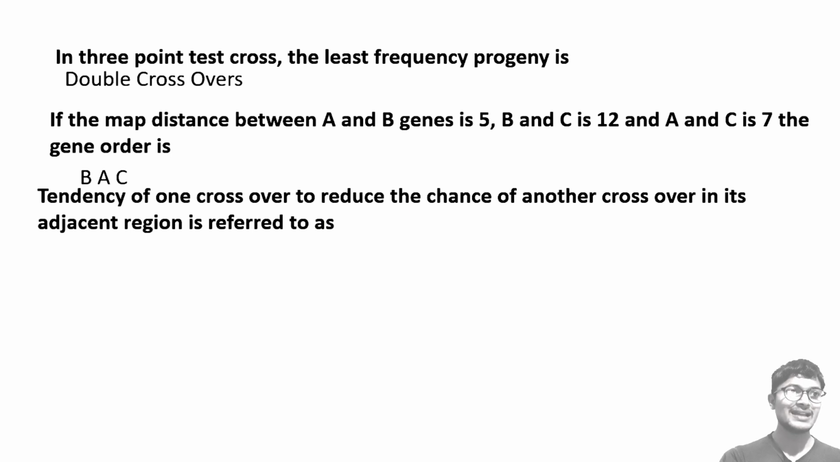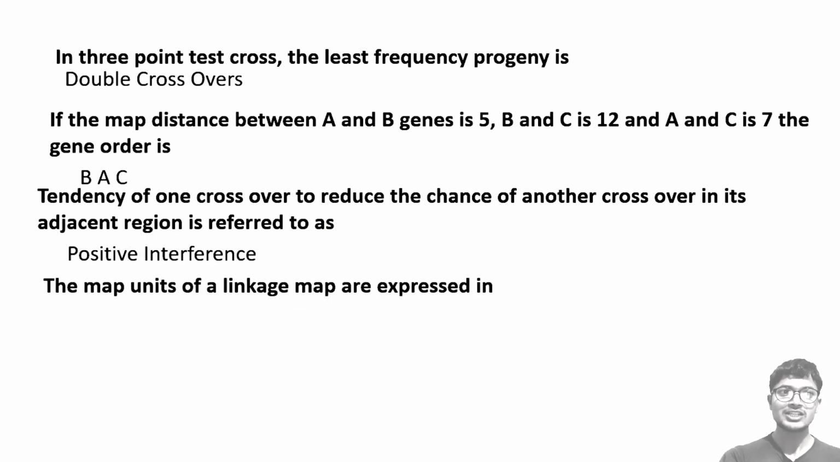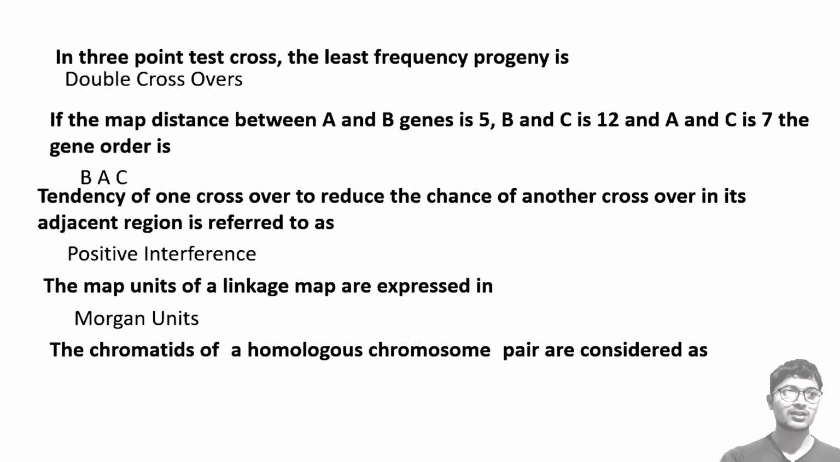First question is that tendency of one crossover to reduce the chance of another crossover in its adjacent region is referred to as? Answer is positive interference. Clear? Next question. The map unit of linkage map is expressed in? Answer is Morgan unit. Next question. The chromatids of homologous chromosome pair are considered as? Answer is sister chromatid. Next question. Okay, so moving to next slide.